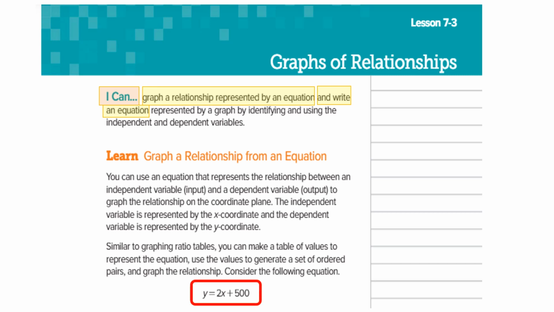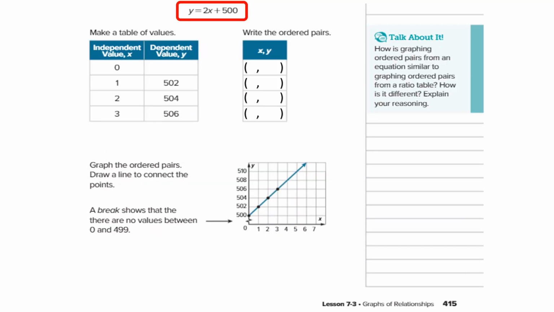So when I look at this example of y is equal to 2x plus 500, I want to take this equation and apply it to this graph of the x and y axis. Once again, I'm looking for coordinates or ordered pairs to graph them, and they have to go in the order of x and y.